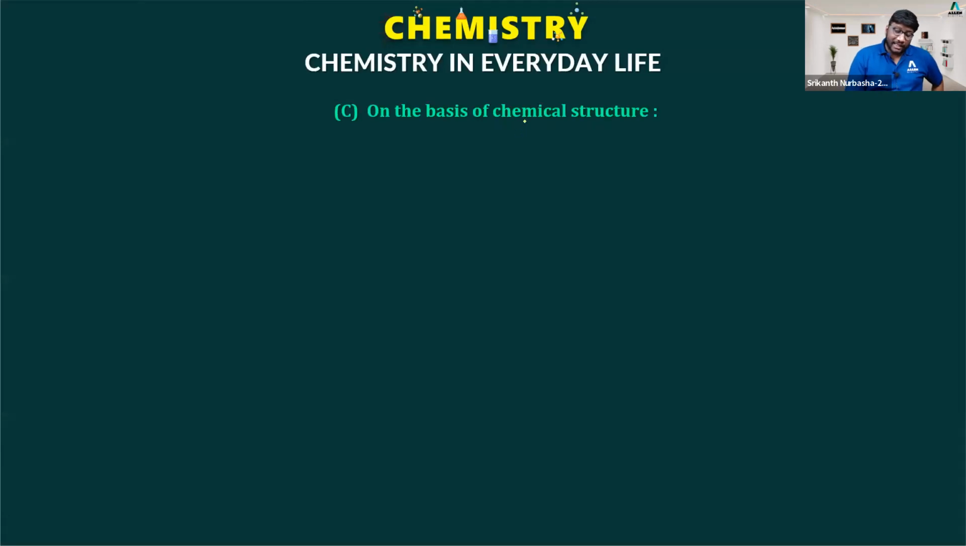And then comes the category on the basis of chemical structure. What is a drug, students? If I say paracetamol has this particular action, what do you mean by that? What do you mean by a particular drug having this action? That means a chemical reactivity, right? A chemical reaction is going to happen. The interaction of the drug with the target is going to happen.